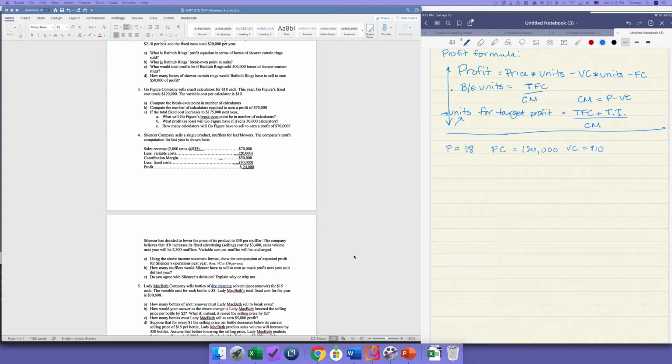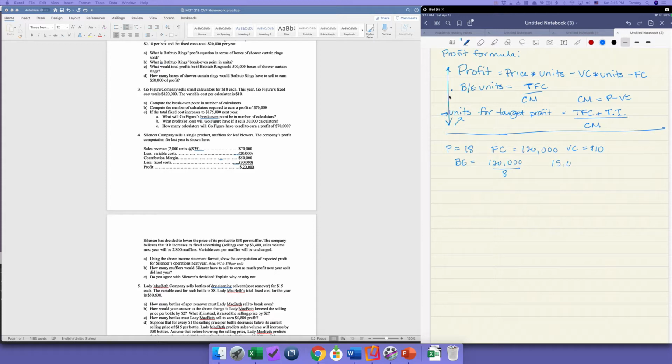And so here's the first question. We want to calculate the break-even point in the number of calculators. So we're going to use this little formula right here. So our break-even is going to be the total fixed cost of $120,000 over the contribution margin, which is 18 minus 10, so that's 8. So if we calculate that out, it's 15,000 units. Okay, so that's pretty easy.